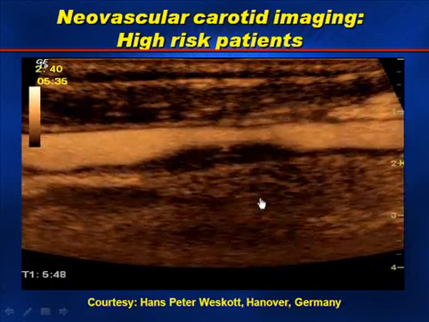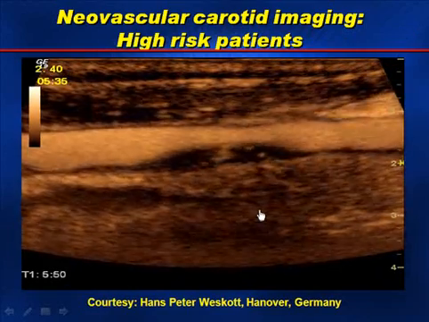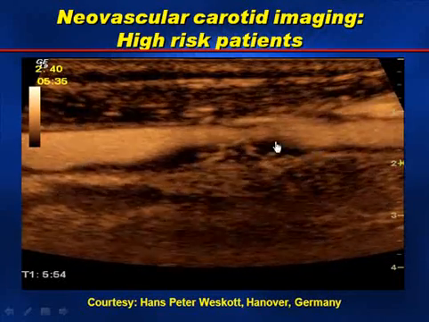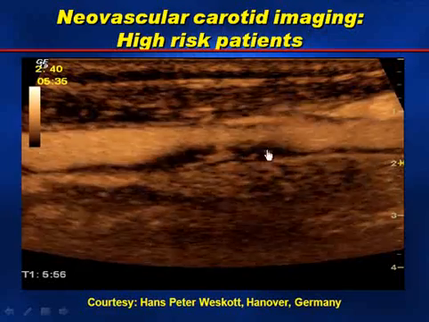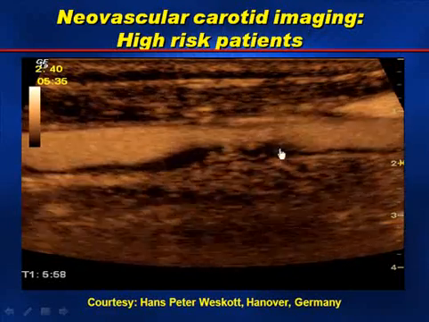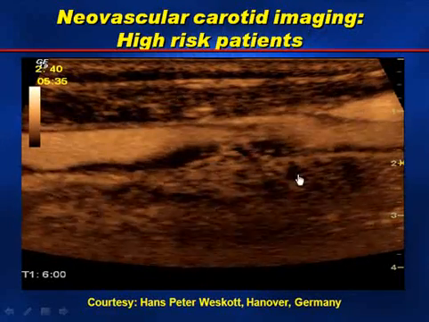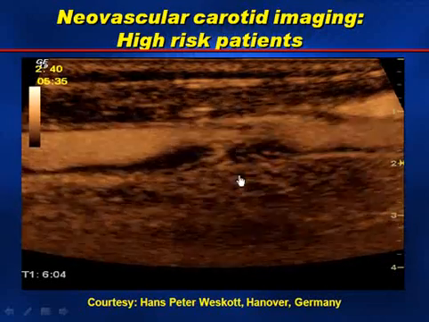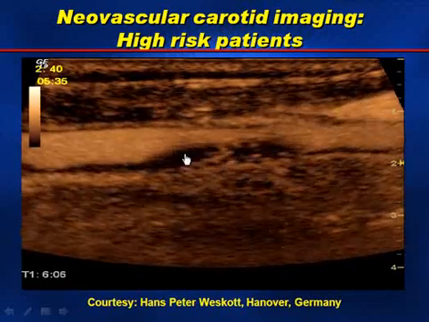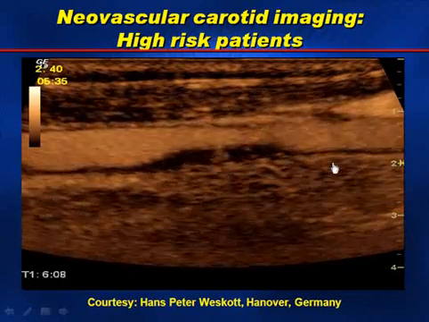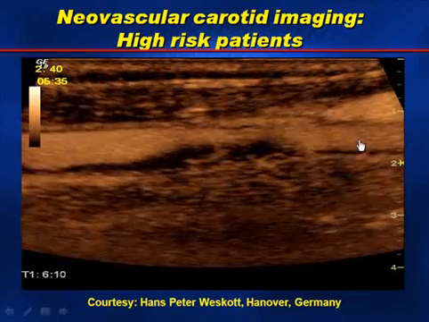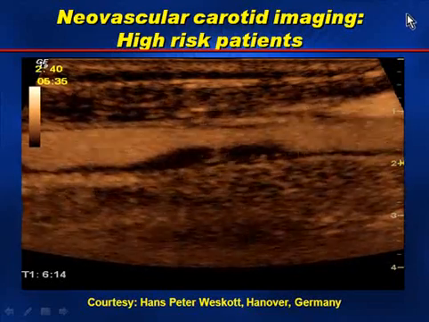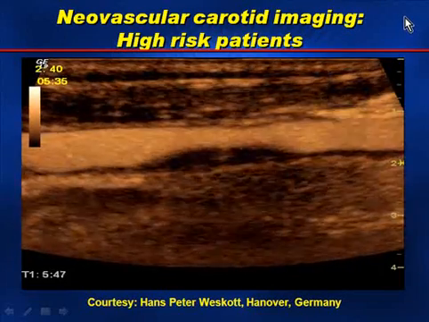And in fact, the next slide, courtesy of Hans-Peter Westcott from Hanover, Germany, what you will notice is that the plaque can be seen intruding upon the lumen, but you can also notice there's an external surface to the plaque, which is positive remodeling as well as negative remodeling, and in fact, the atherosclerotic plaque is filled with contrast agent, signifying that the vessels are within this tumor or atherosclerotic plaque.